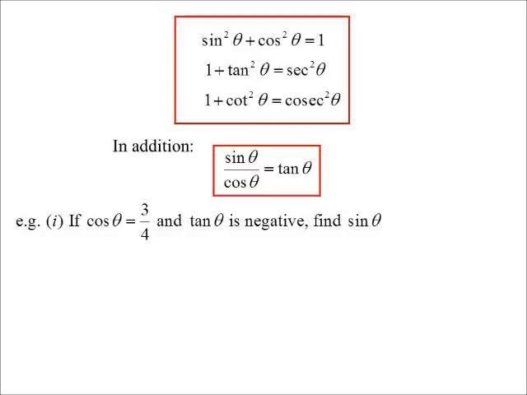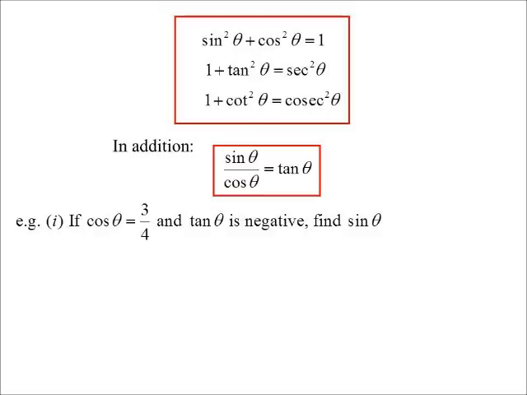If cos theta is 3/4, tan theta is negative, find sin theta. Now, the reason I put this in as an example is because you'll find it in the textbook here. I personally would not use the trig identities to go and solve this problem. I think there's a much easier way.